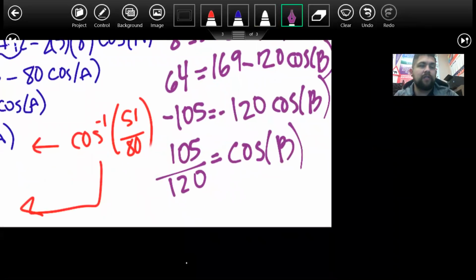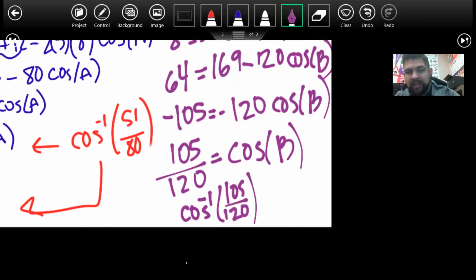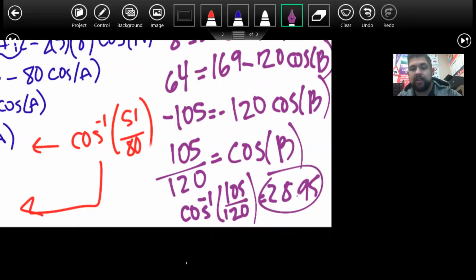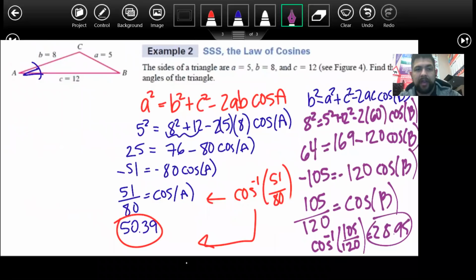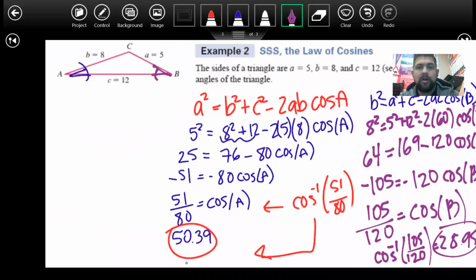And again, in order for us to solve for the angle, we use cosine inverse. Cosine inverse of 105 over 120 is going to give us our second one. So cosine inverse of 105 over 120 gives me 28.95. So that's our second angle. We have our other angle here, which is 50.39.